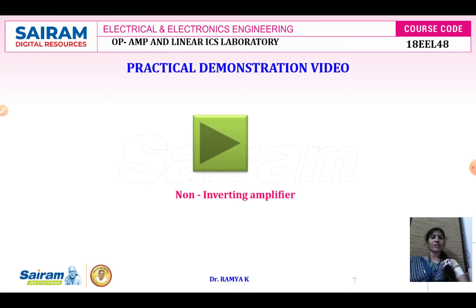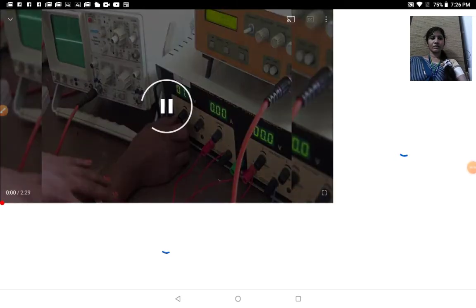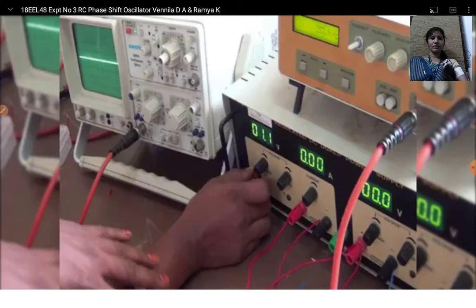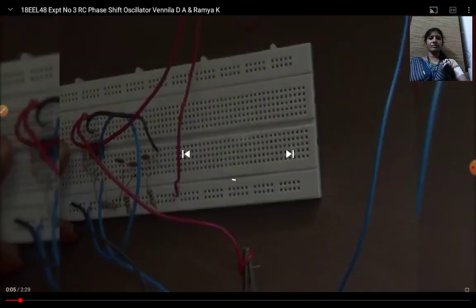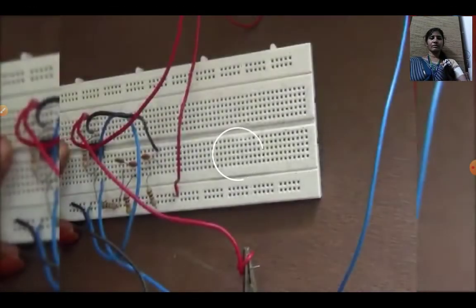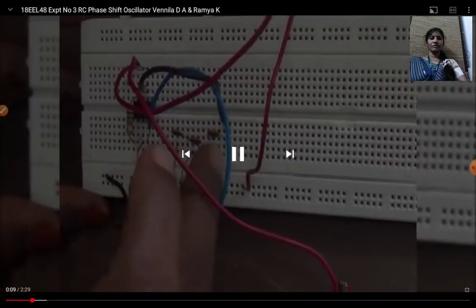Now we'll see the conduction of the experiment. The practical demonstration video will be shown here. Now I have given the feedback resistance between pin number 2 and pin number 6, and this is nothing but your RC phase shift network.